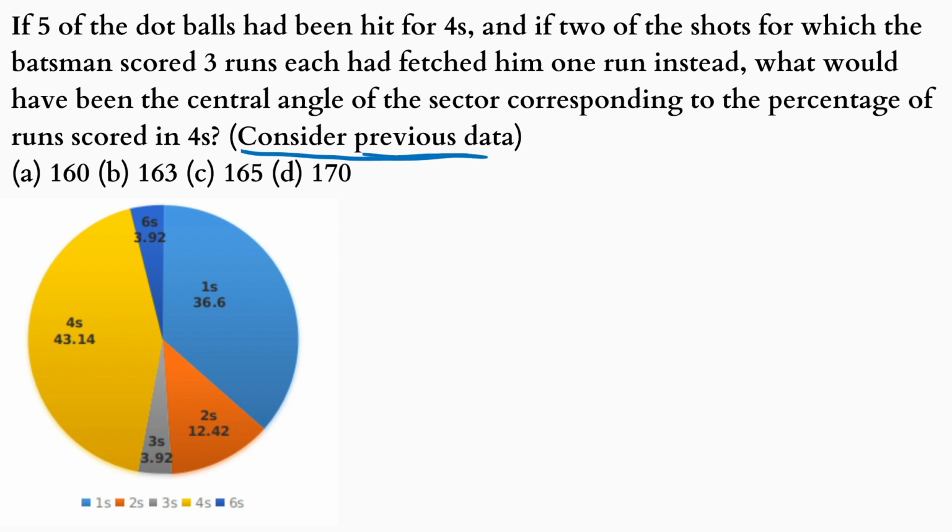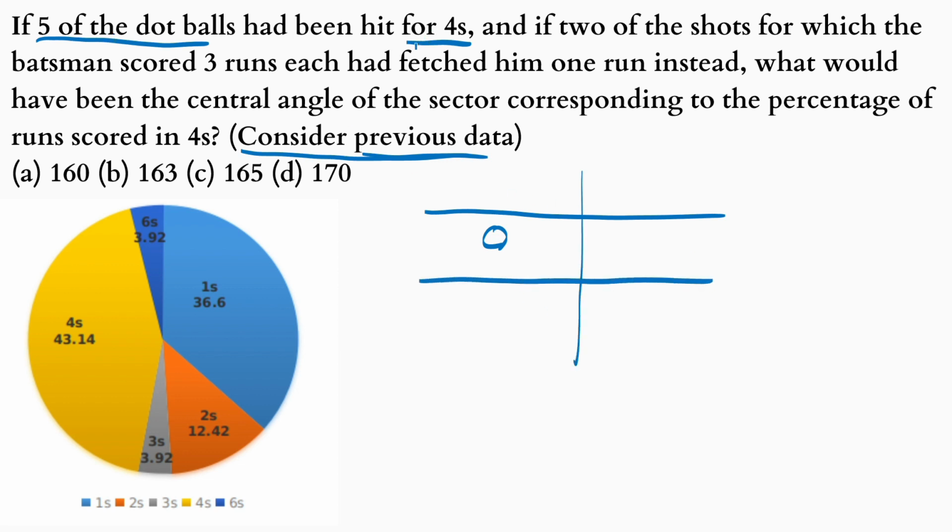See, at first, what did he do? 5 of the dot balls had been hit for fours. A dot ball means a ball for which we do not get any run. So the score for these 5 dot balls was 0, but now instead of 5 dot balls he hit 4s. So 5 balls into 4 runs will be equal to 20 runs. This is the initial value, this is the final value.